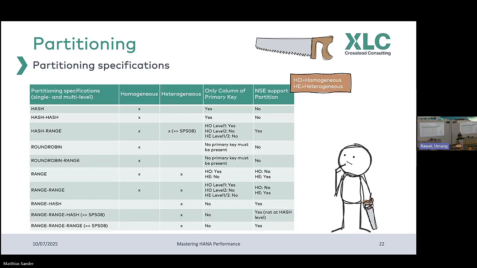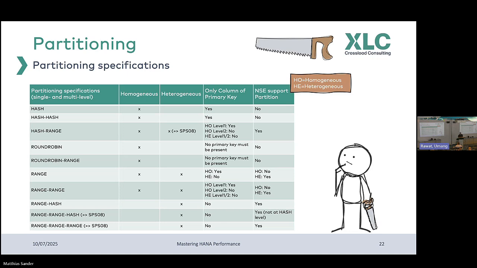Yeah, and this is most likely just for you after the presentation. I think you need to look at the table. It's just to have a summary of all the partition specifications. There are some technical differences. The first partition specification which was introduced was the homogeneous partitioning specification. Then you have the heterogeneous, and there are some differences in what you can do. So hash partitioning, for example, is only for homogeneous. There is no heterogeneous hash partitioning at the first level.